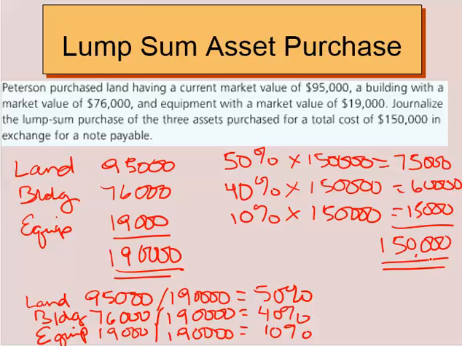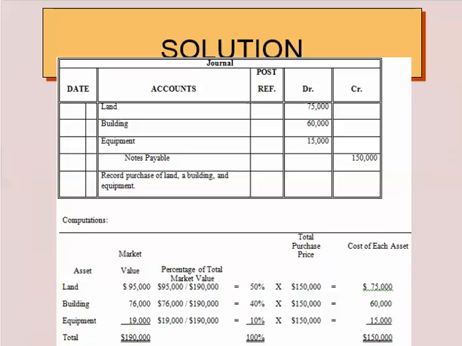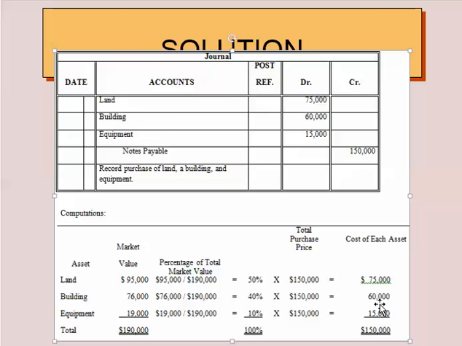Now, it's really important to make sure we do that properly so we know how much to allocate to each particular asset. So if we flip here to the next slide, this is a lot cleaner than what I just showed you, but you can see down here then that the land, this is the same calculations that I just ran through. And for our journal entry then, we're going to debit land for the $75,000. We will debit building for the $60,000, and we'll debit equipment for the $15,000, crediting our notes payable for the entire $150,000.